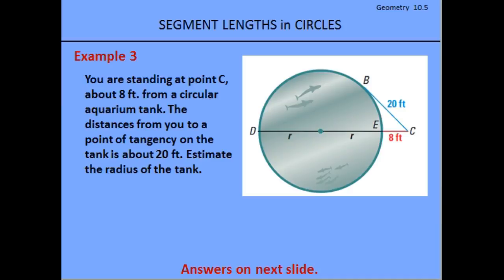Now this may look complicated, but it's not. You are standing at point C, about 8 feet from a circular aquarium tank. The distance from you to a point of tangency on the tank is about 20 feet. Estimate the radius of the tank. So you're looking for just the radius. You want R. Pause the video, try and figure that out, given the rule or the theorem that we just learned. Pause now.